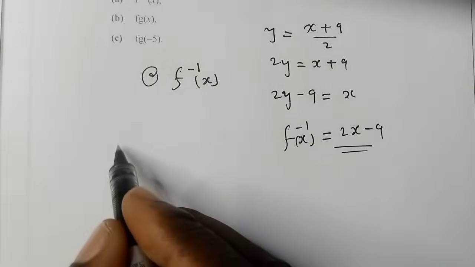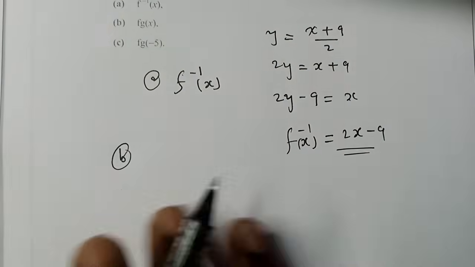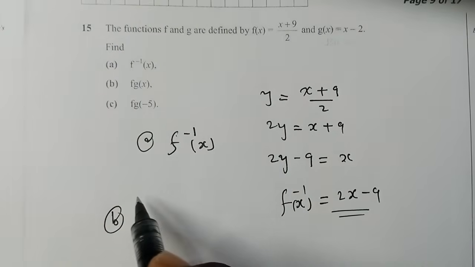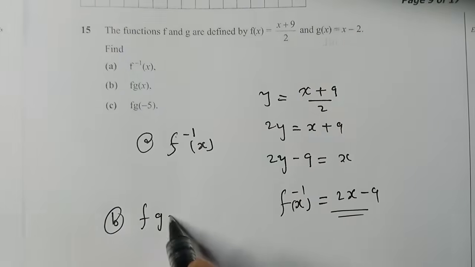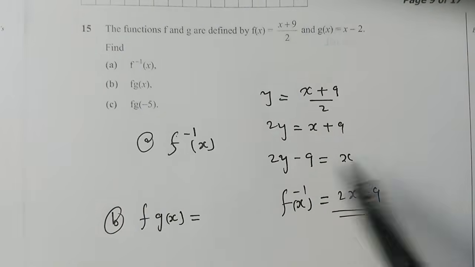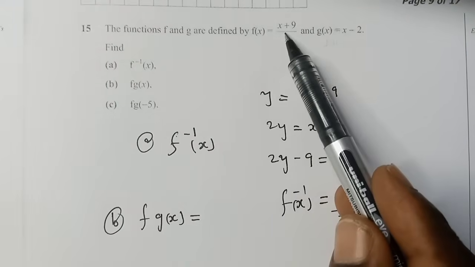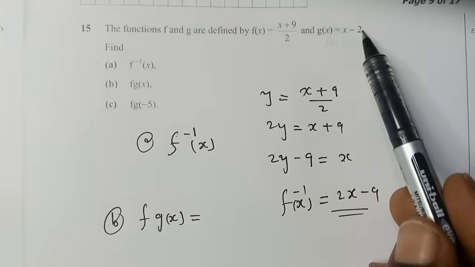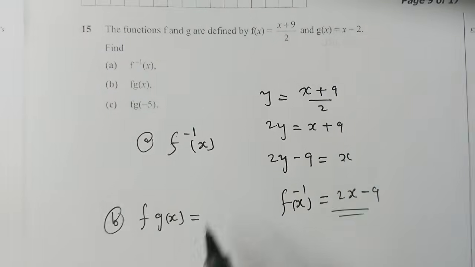The next one, B, they want us to find g of f of g of x. So this one, we just get this function f of x and get g of x here, put it where x is, so it will look like this.